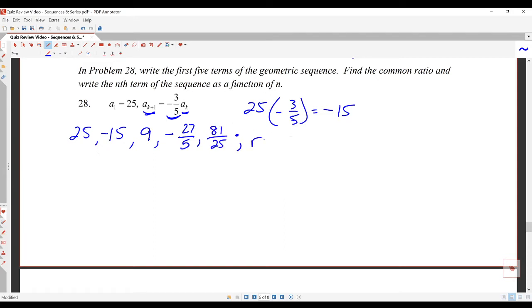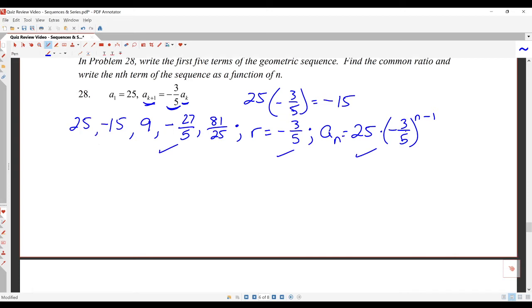In each term, we multiply by negative 3/5 to get the next term, so that's our R value, and our AN is equal to A1 times R to the n minus 1. So 5 terms, R value, and AN.